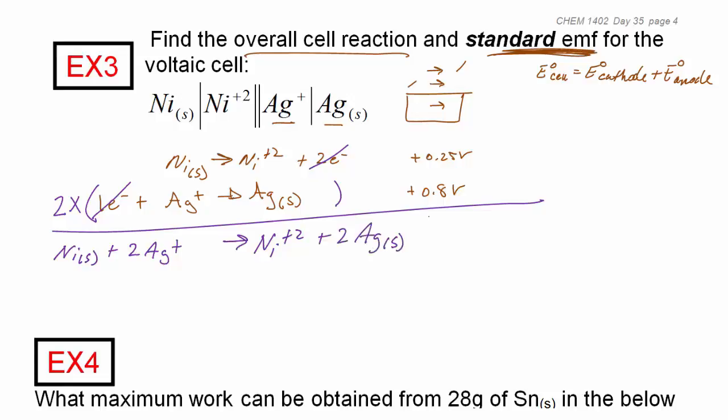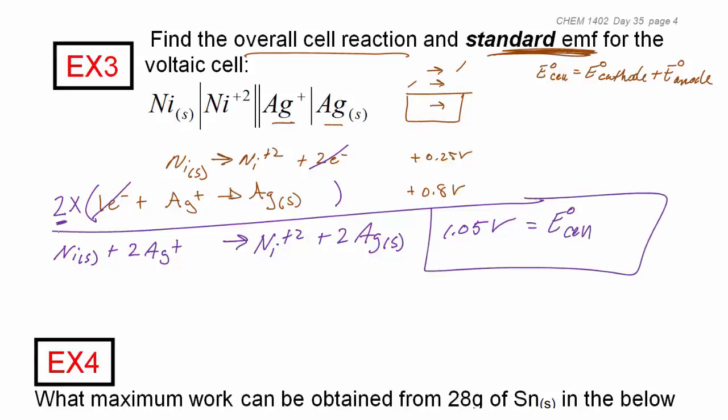And what is my overall voltage? Remember, when you multiply through by 2, you don't do anything to the voltage. Keep that potential the same. 0.25 and 0.8 is about 1.05 volts. So there's my answer. Here's my standard EMF, and here's my overall reaction.